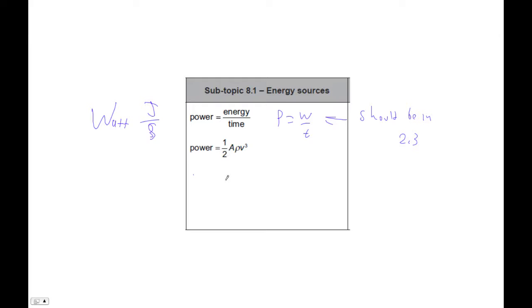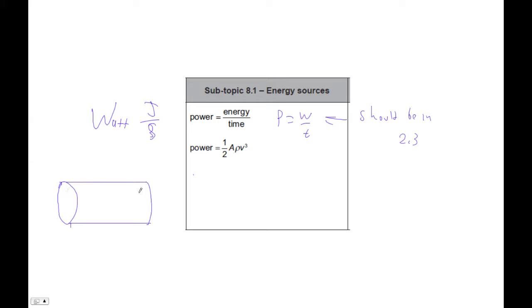Then they have this, and this is for wind turbines. Basically, it's the power that is present in air as it flows over the turbine, right? One way to visualize this, and by the way, they ask you to derive this sometimes, so pay attention. Okay, so here's this air, right?